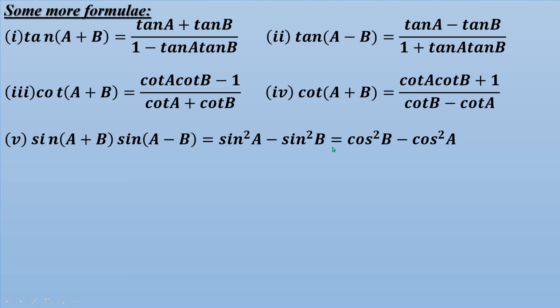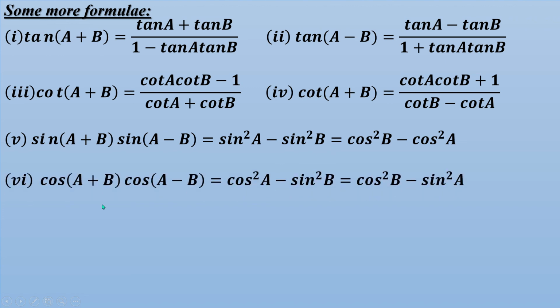Proof is given in your book, you can see. Similarly, cos A plus B into cos A minus B equals cos square B minus sin square A. Clear?